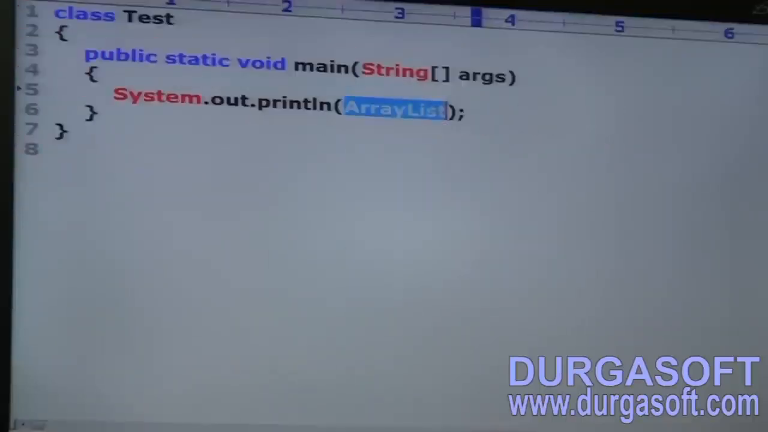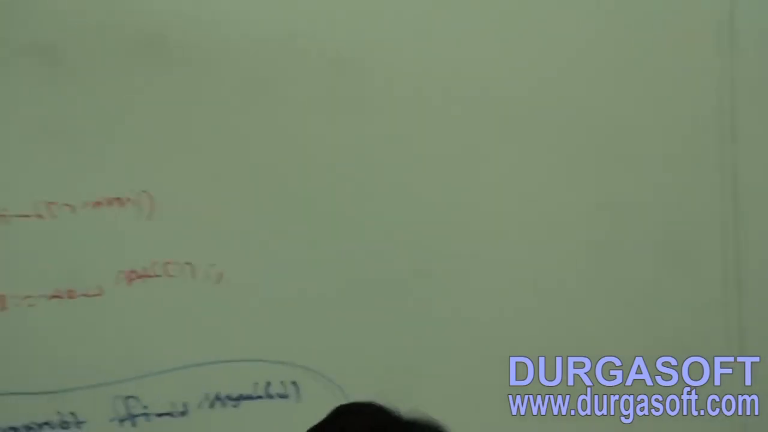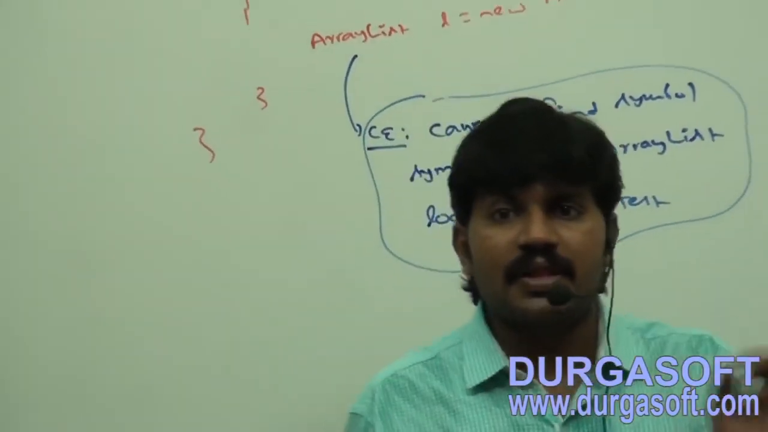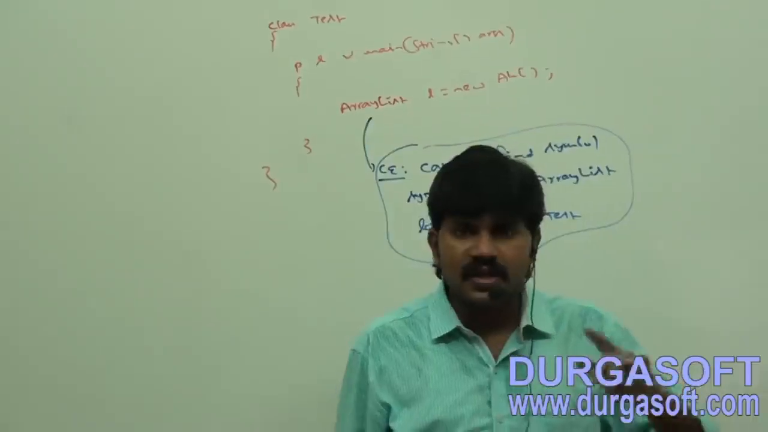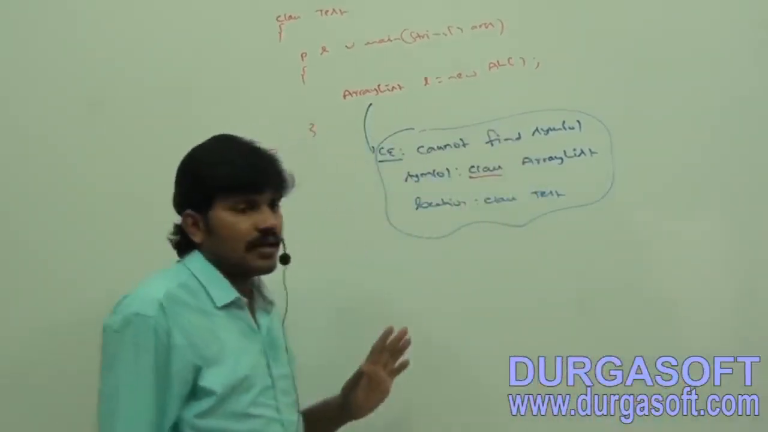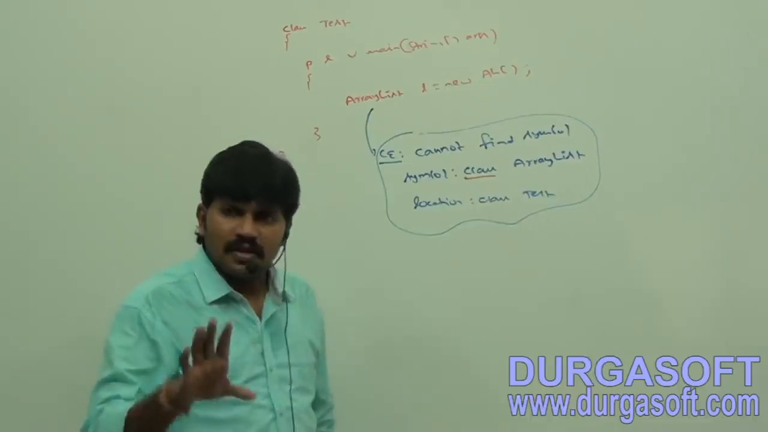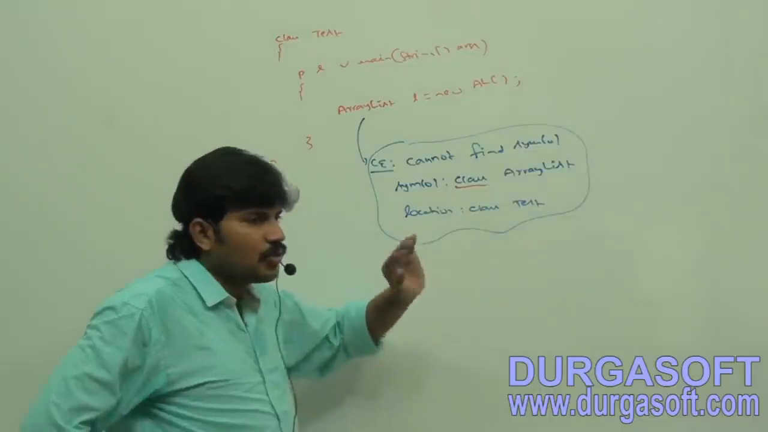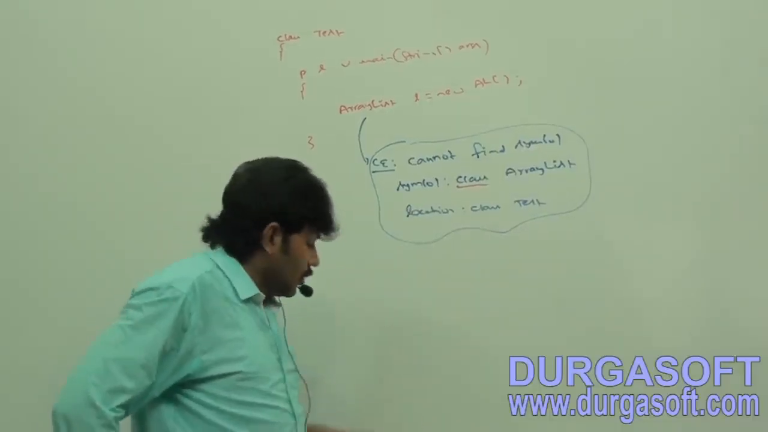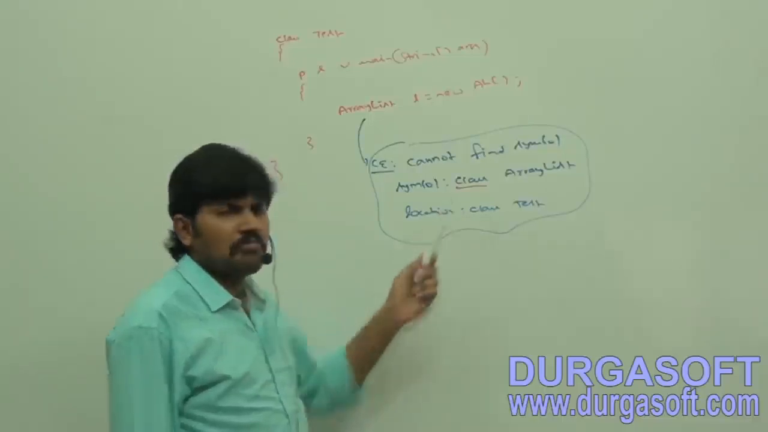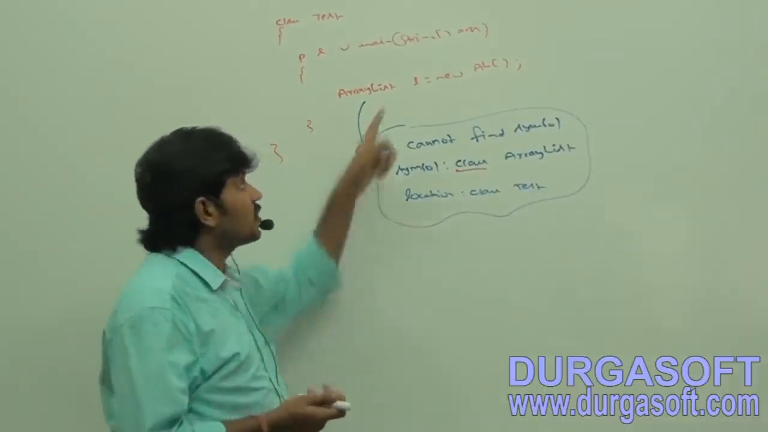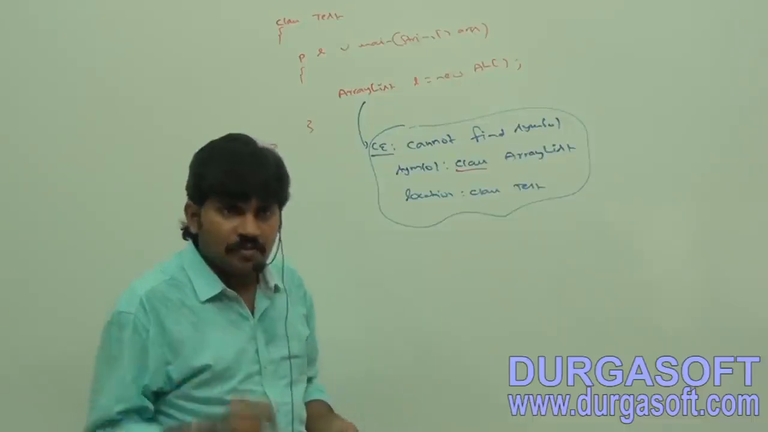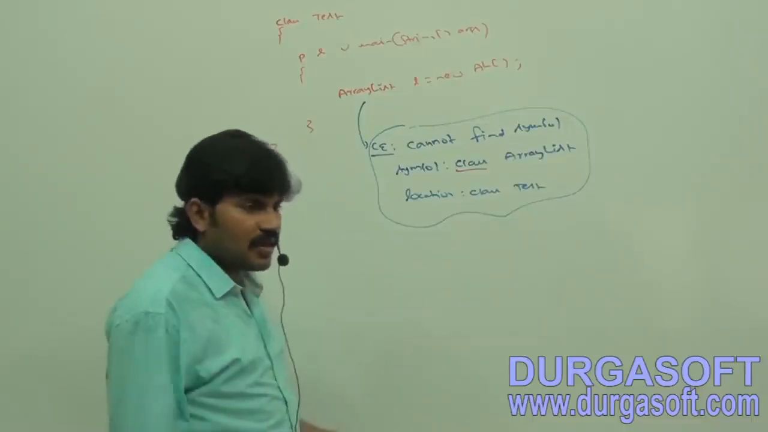If I'm using ArrayList as a class, the compiler says cannot find symbol class ArrayList. If I'm using ArrayList like a method, the compiler shows cannot find symbol method ArrayList. If I'm using ArrayList as a variable, the compiler says cannot find symbol variable ArrayList. Can I conclude that the compiler is really the innocent one? Yes, the compiler really doesn't know about ArrayList. The compiler is asking very innocently, Durga, you are using class ArrayList, where is it available? Please let me know. Now I have to tell the answer.